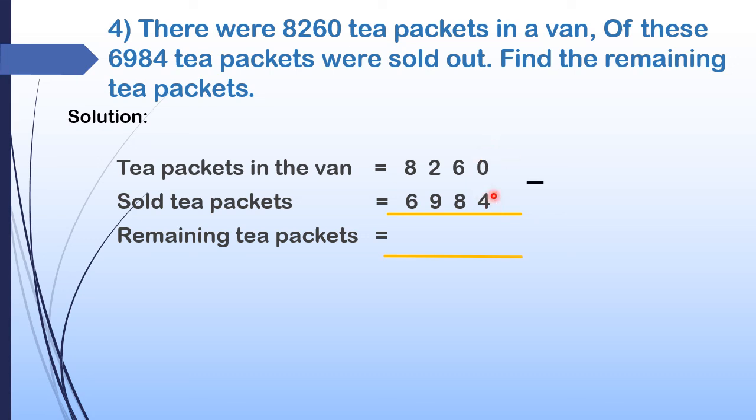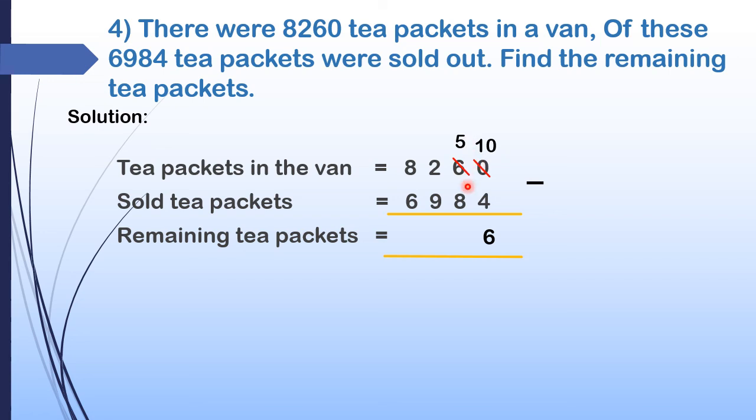Okay, 0 minus 4. What is 0 minus 4? We can't subtract 4 from 0. So we have to borrow from the previous digit. So 6 becomes 5. Then 0 becomes 10. Okay. Now 10 minus 4. What is 10 minus 4? So after 4, 5, 6, 7, 8, 9, 10. So 6. 6 is the answer.